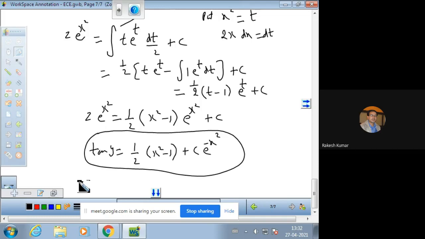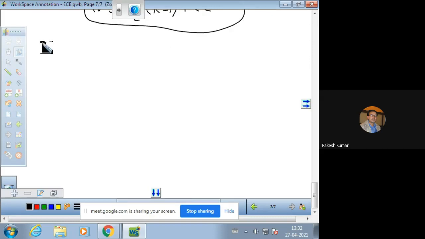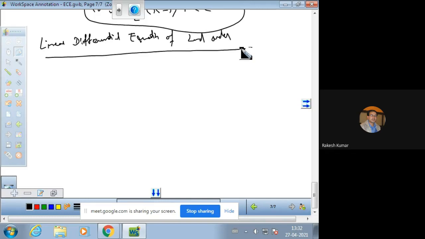Now next we proceed to the linear differential equation of second order, and second order with constant coefficients. So this is what we can have.